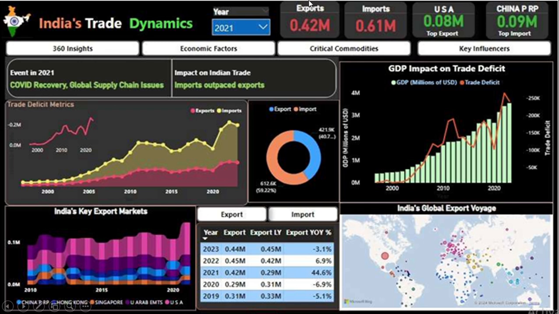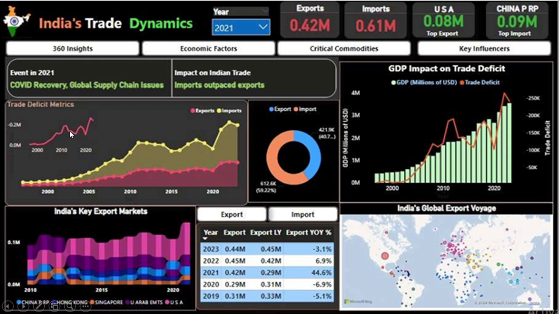Here I have given the year filter. Whichever filter is selected, it gives the amount of exports, imports, the top exporting country and the top importing country, and how much import we have done. So here we see the trade deficit.